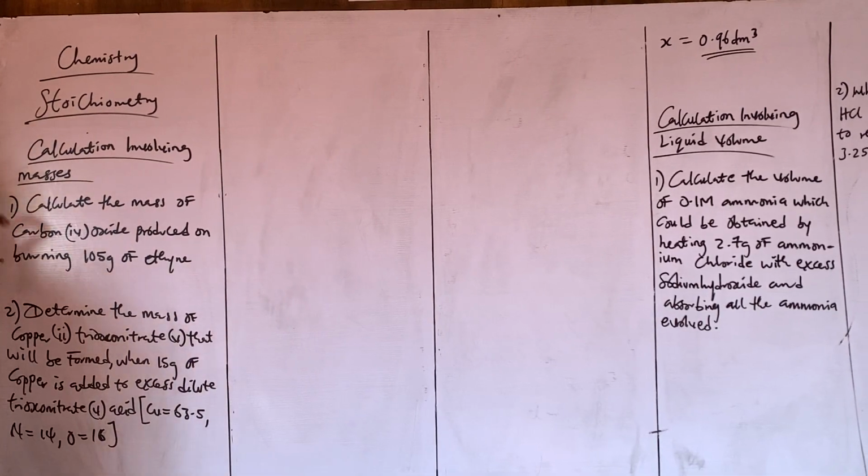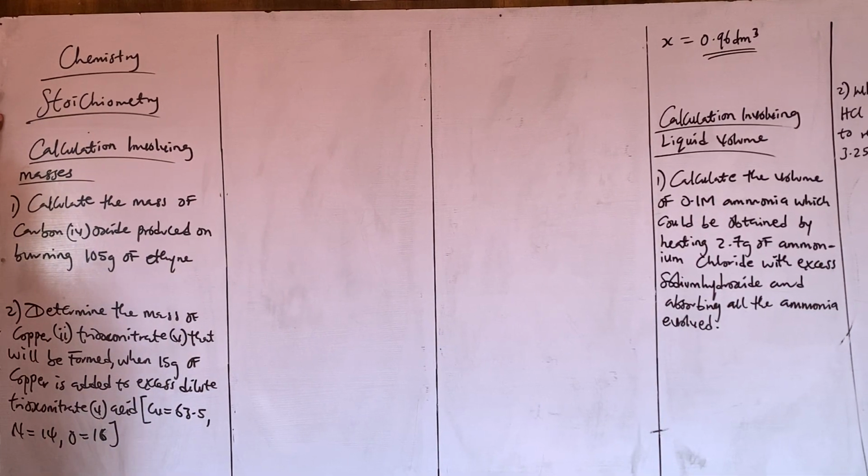Okay, we're in the last calculation. That is the fourth type of stoichiometry, and this is calculation involving masses, right?